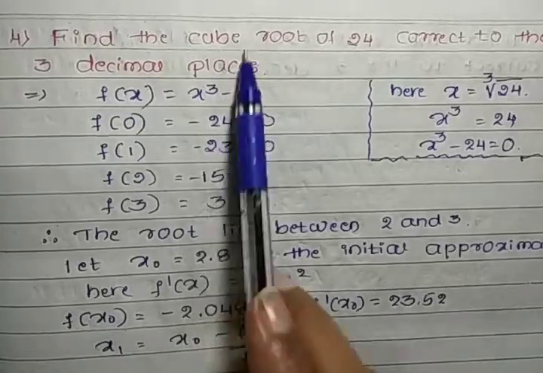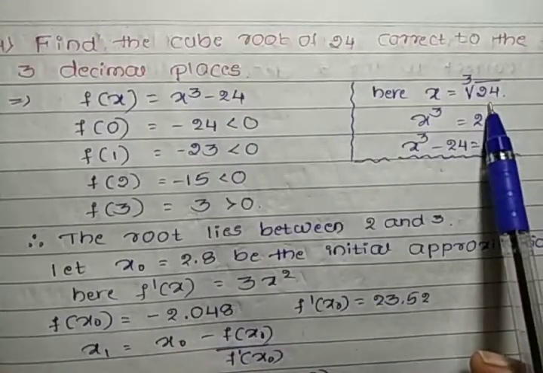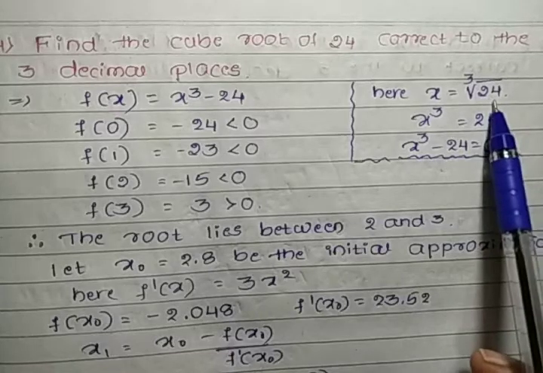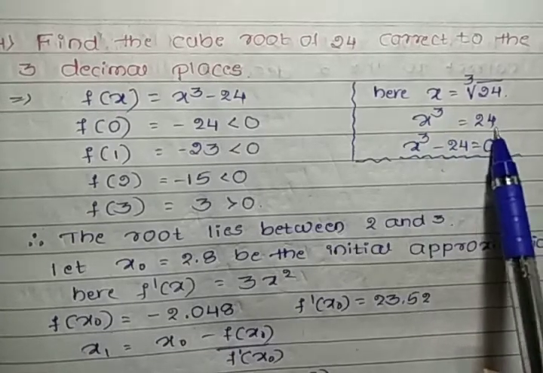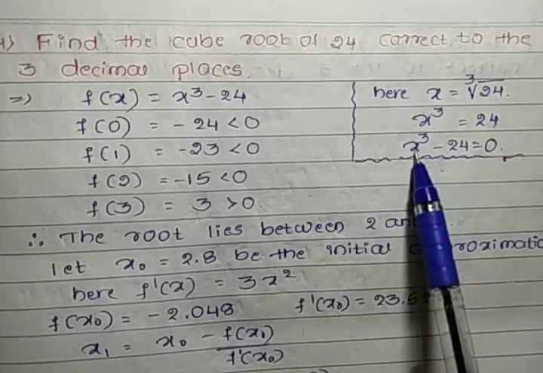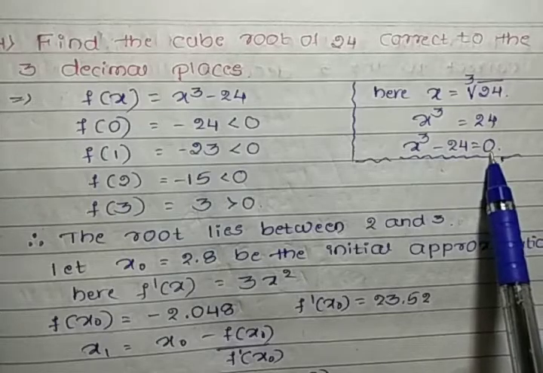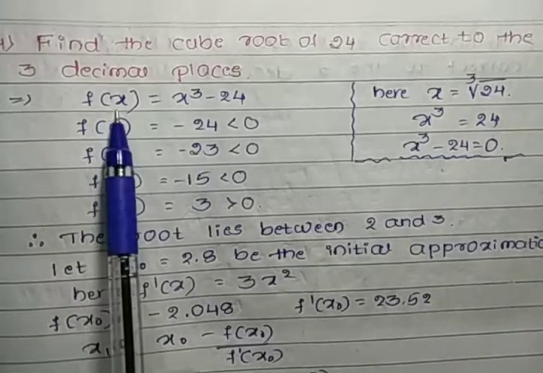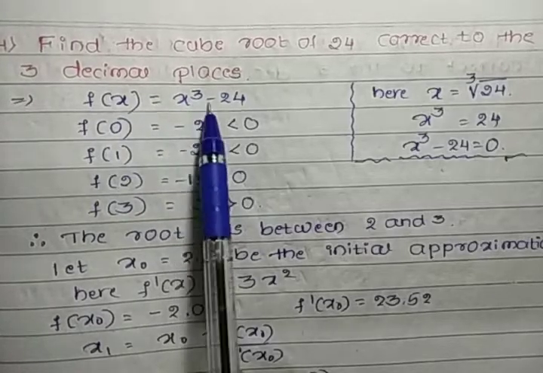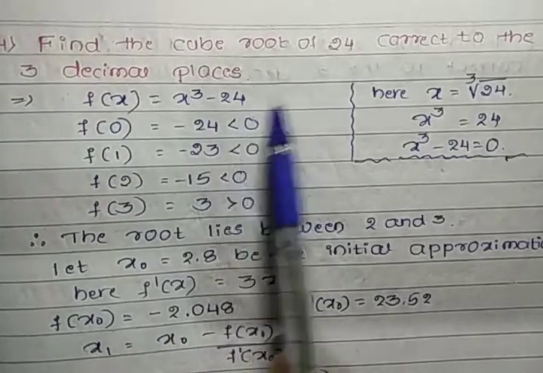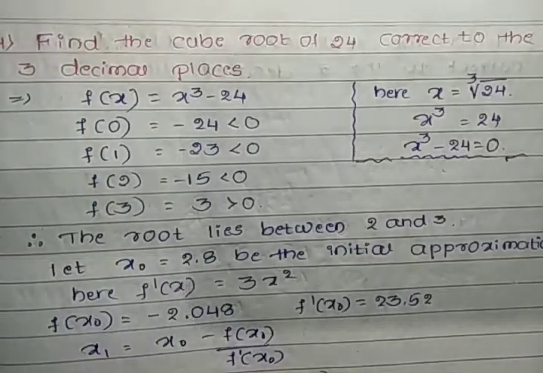See, cube root of 24 means x is equal to cube root of 24. Taking cube on both sides of the equation we get x cube is equal to 24. Take 24 to the left side, then we get x cube minus 24 is equal to 0. Therefore, the given function is f of x is equal to x raised to 3 minus 24. For this we have to calculate its root.